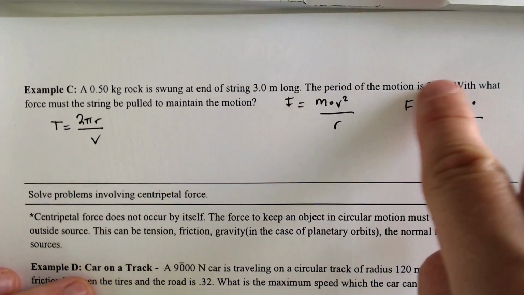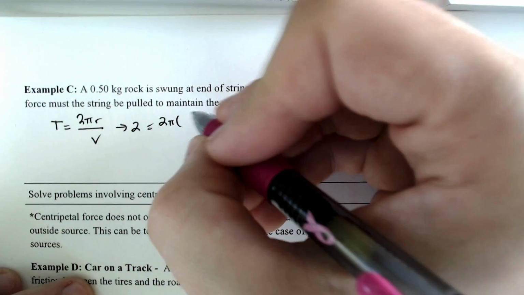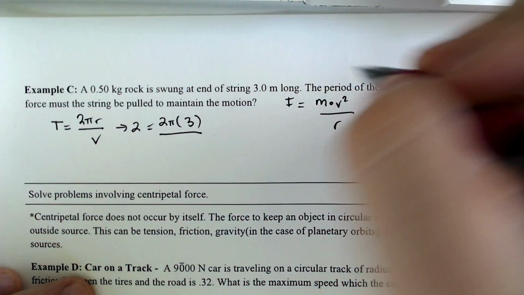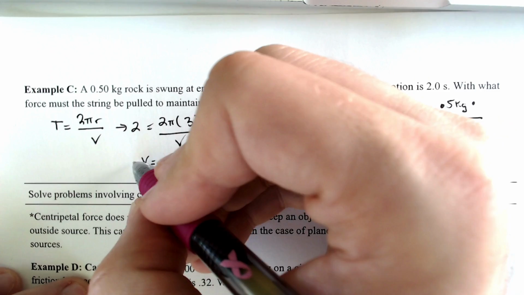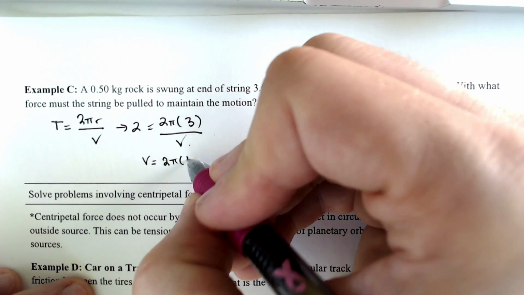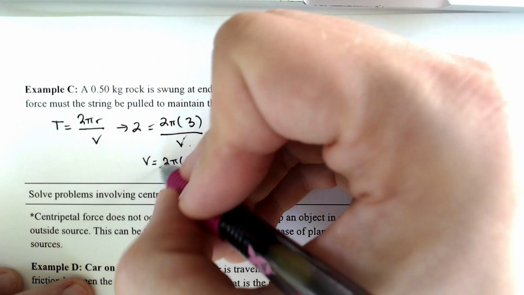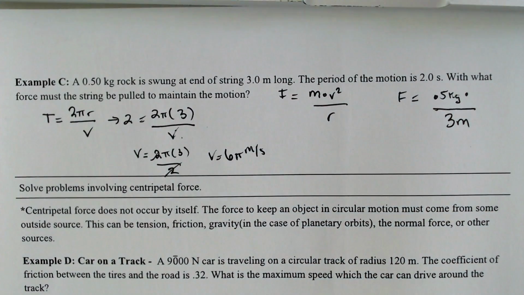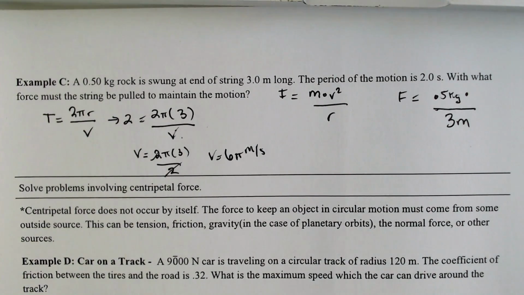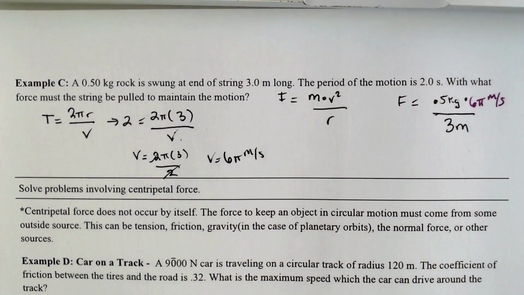The period is 2 seconds, so 2 equals 2 pi times r, which is 3, divided by v. You could multiply by v and then divide by 2, and you'd get v equals 2 pi times 3 divided by 2. So these kind of flip locations. The 2's cancel out, and you find your velocity is equal to 6 pi meters per second. I don't know if you want to keep it in terms of pi or not, but I thought the 2's canceling was nice and pretty. All right, with that in mind, we can plug in the 6 pi meters per second here.